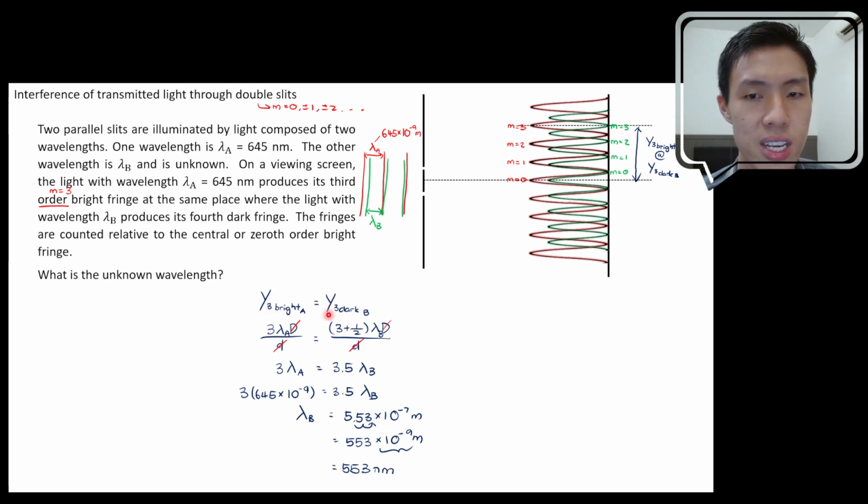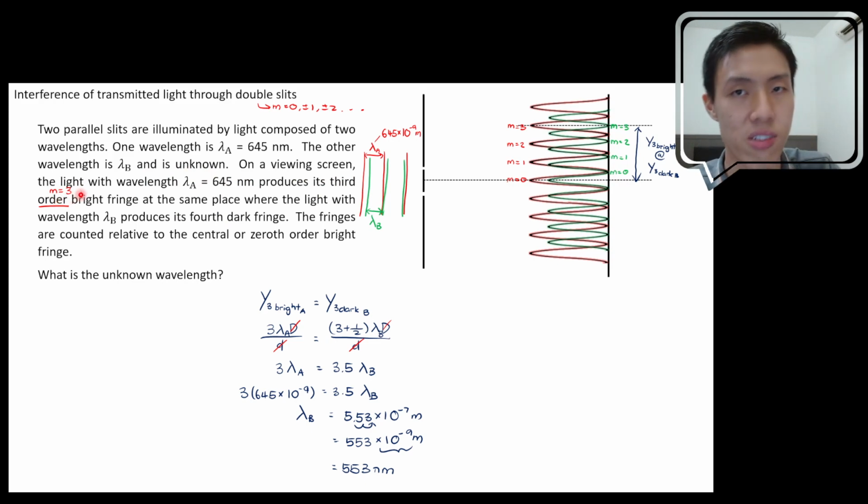In this case, they are trying to trick you over here, because for the fourth dark fringe, even though it's fourth, you should be substituting in 3. And of course, if there's no word order, make sure you count properly. If there's the word order, then the value in front will immediately be your m. So if you are careful with all these kinds of things, you should be able to get the answer correctly. So that's it for this question. Thank you very much.